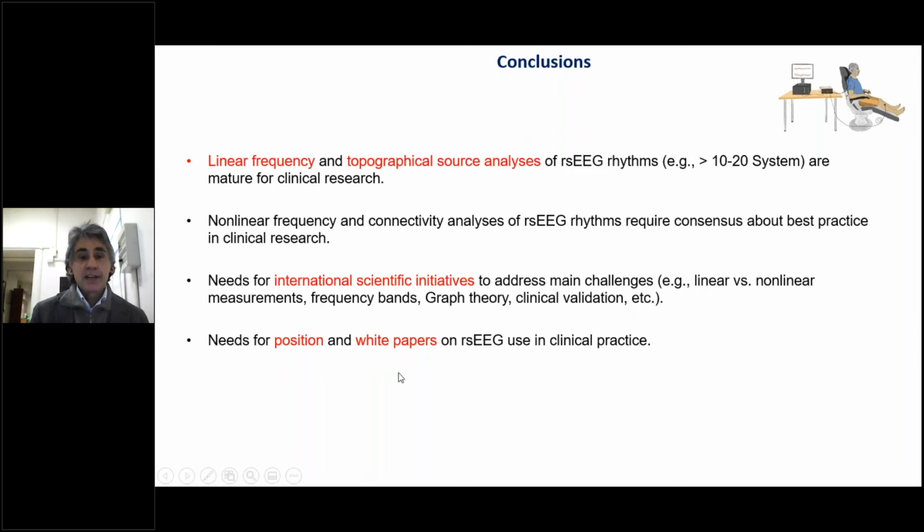And so we recommend that the future position and white papers on the use of resting state EEG in clinical research and clinical practice follow these international consensus initiatives.